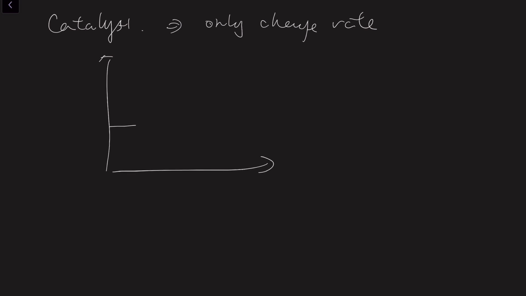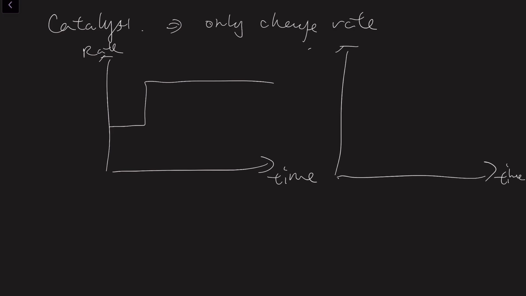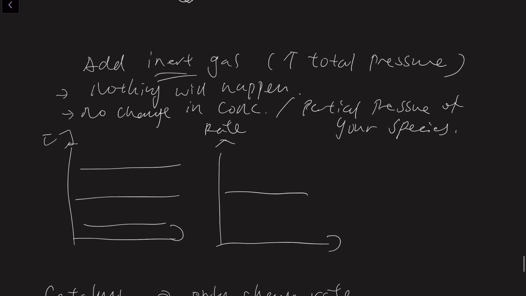What happens when you add a catalyst? Catalyst only changes rate, and it changes rate simultaneously. You are not favoring any reaction, so the concentration time graph is just a flat line. You are just getting an overall faster rate of both forward and reverse reaction. But you are not doing anything to your system in a meaningful way, just like adding inert gas.